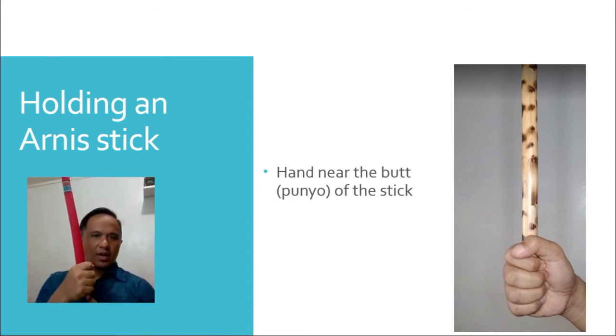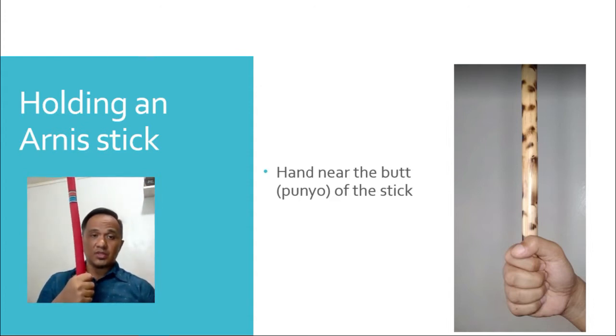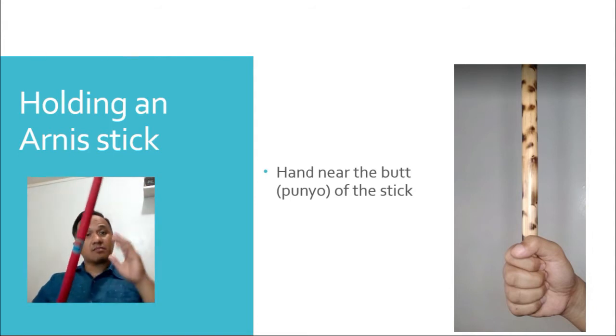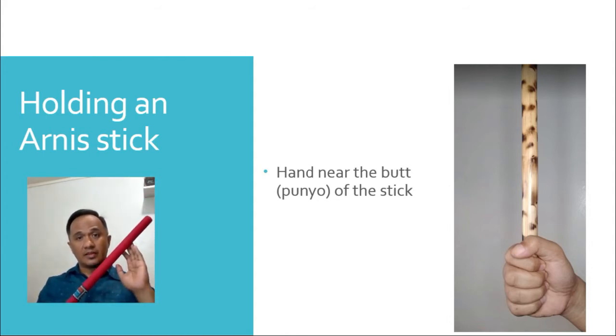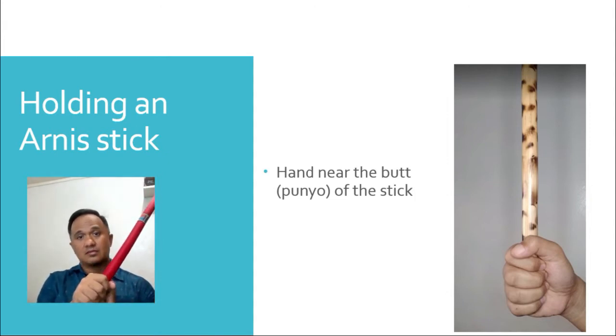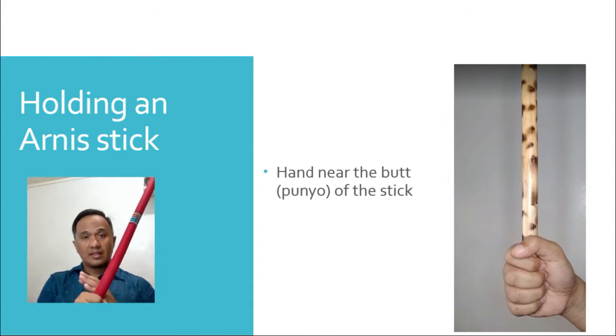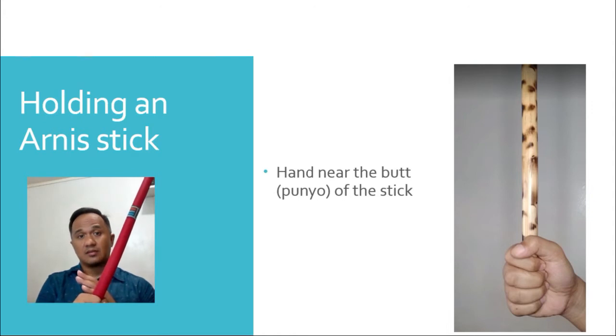Bakit ganito yung hawak? Kasi mapapansin nyo sa mga sports competition ng Arnis, ganito sila maghawak ng stick. Bakit? Kasi mas mahaba yung body nila, so mas mahaba yung reach nila para maabot yung opponent. Okay? Walang mali sa ganitong hawak. It's just a preference of the athlete or the arnisador or the one who is using the stick.